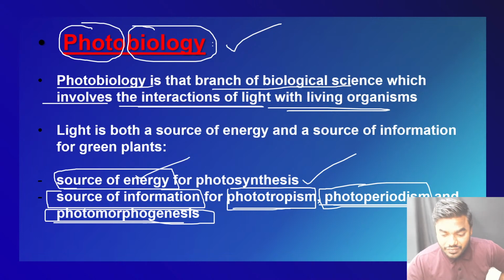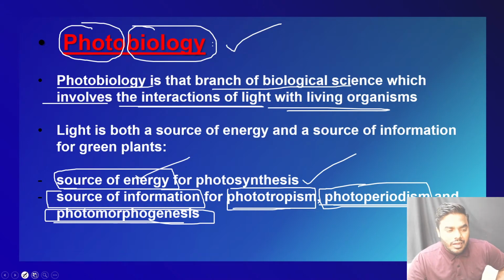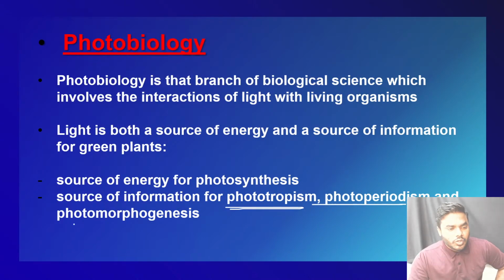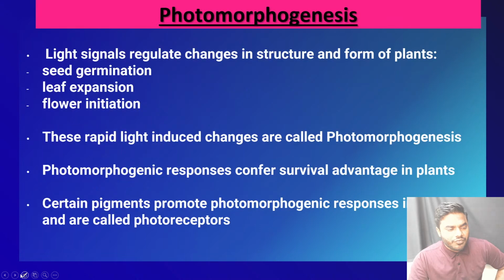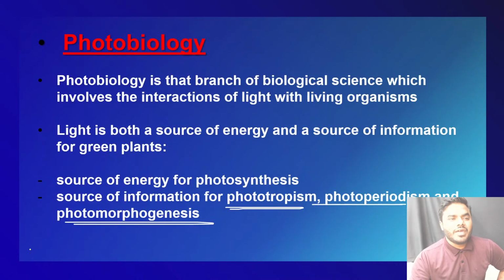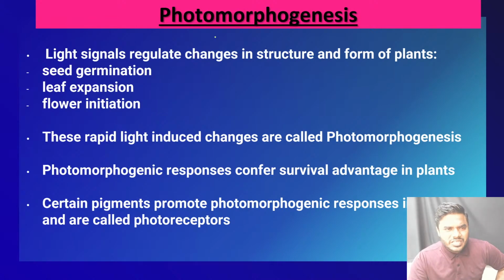Friends, listen to the lesson very carefully. By tomorrow morning, this entire chapter will get over. I will solve all the previous year questions, so you can answer very easily. Make sure that you listen to the lesson properly. In this entire lesson, we are going to read these three processes: phototropism, photoperiodism, and photomorphogenesis. Let's understand one by one elaborately, friends. Listen to me carefully.